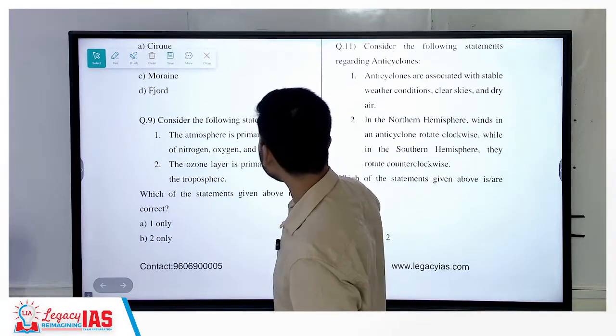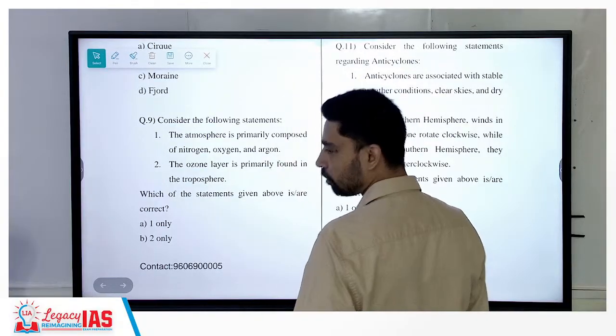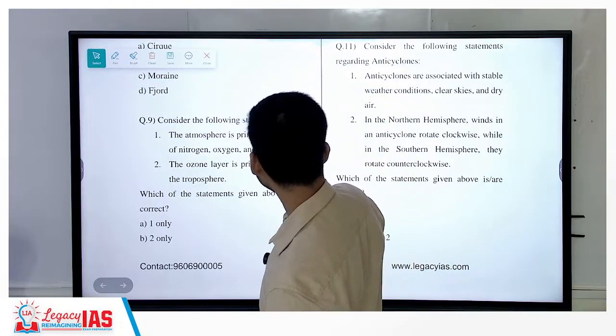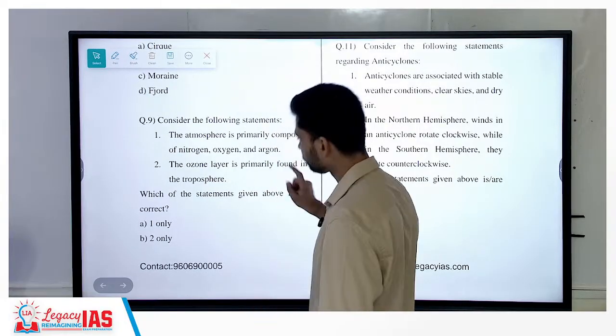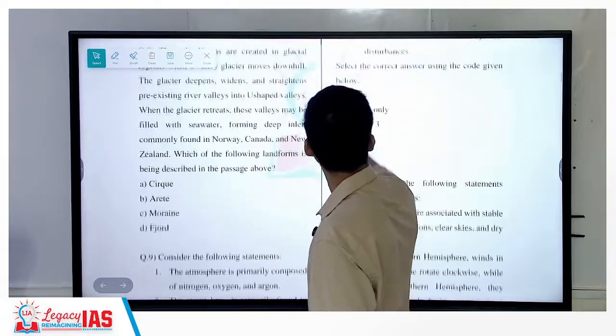The atmosphere is primarily composed of nitrogen, oxygen, and argon. The ozone layer is primarily found in the troposphere. So, what is the correct option? A, only one. It's found in the stratosphere.